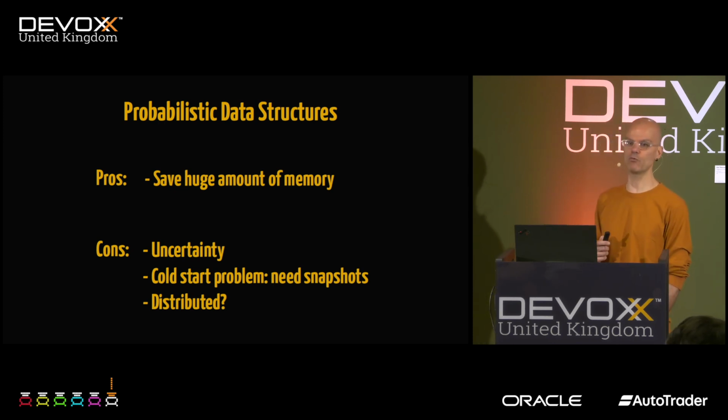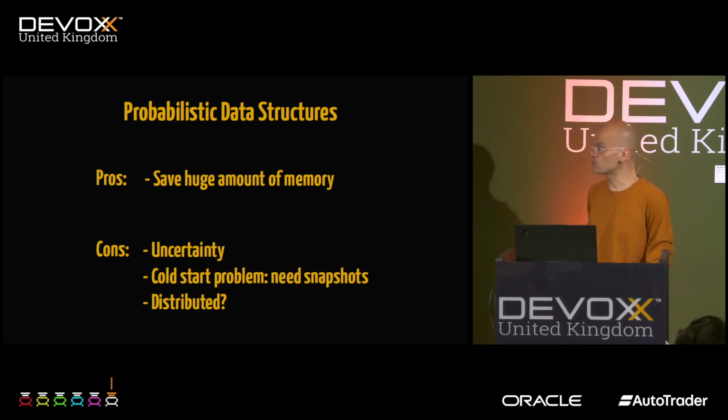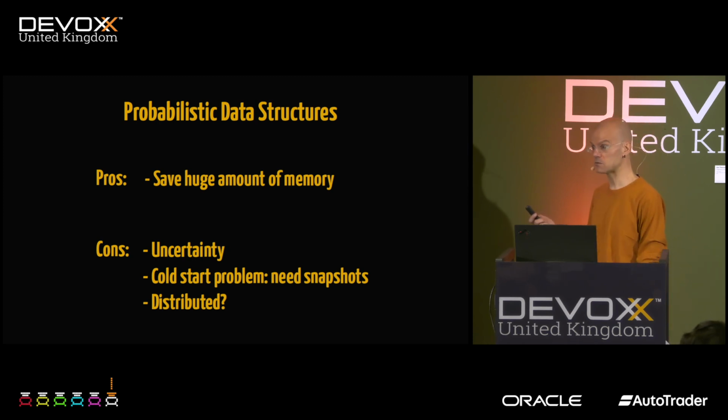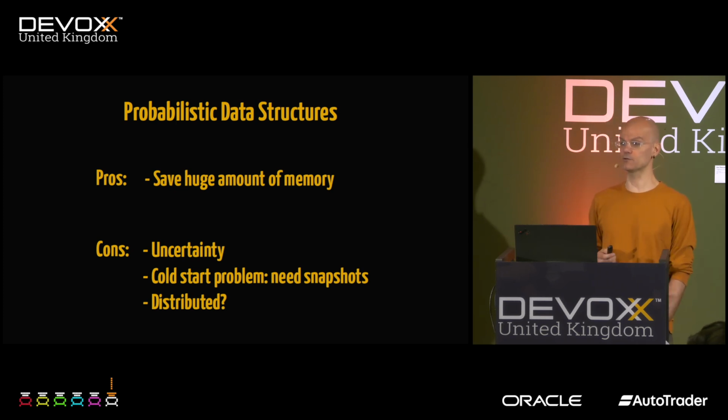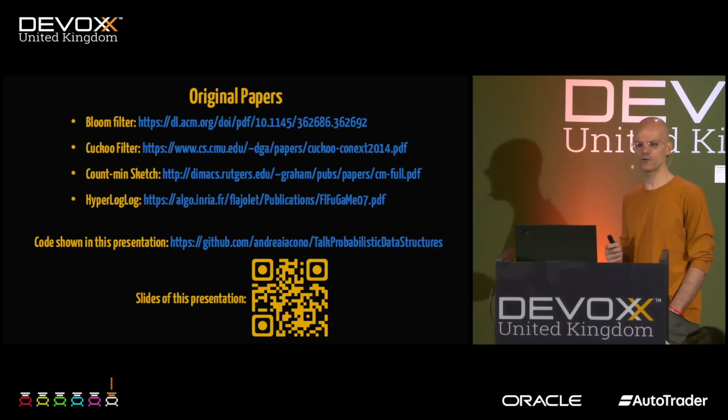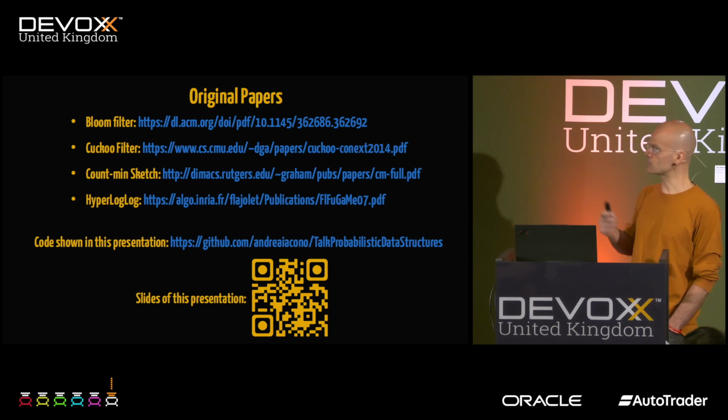Of course, we have to think about whether our use case really can leverage probabilistic data structures. Also, distributed: do we live in a distributed environment? Do we need to leverage multiple servers to do that? Distributed cache might be an option. It depends, again, on your use case. But this is something that you have to take into account if you want to use these probabilistic data structures effectively. There are the links of the original papers, and there's also the link to the code that I showed in the presentation.